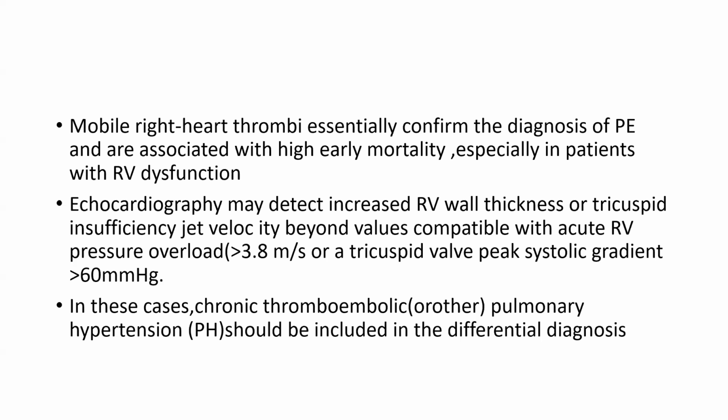So echocardiography may detect increased RV thickness or tricuspid insufficiency jet velocity beyond values compatible with acute RV pressure overload. In case of chronic thromboembolism and pulmonary hypertension, it should be included in the differential diagnosis. So in case of chronic thromboembolism, we can observe signs like increased RV wall thickness or tricuspid insufficiency jet velocity.